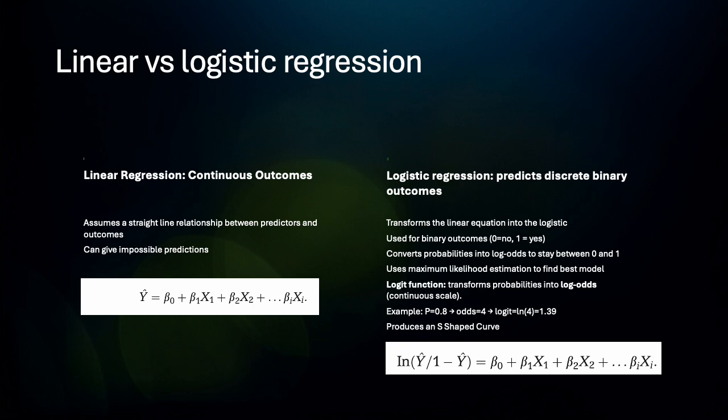As you can see at the bottom, the formula changes from a simple linear equation to one that includes the natural log of the odds. So instead of drawing a straight line, logistic regression will give us an S-shaped curve where the probabilities gradually level off near 0 and 1. That's what makes logistic regression so effective for predicting whether someone has a disease, passes classes, or renews a gym membership, anything with a yes or no outcome.